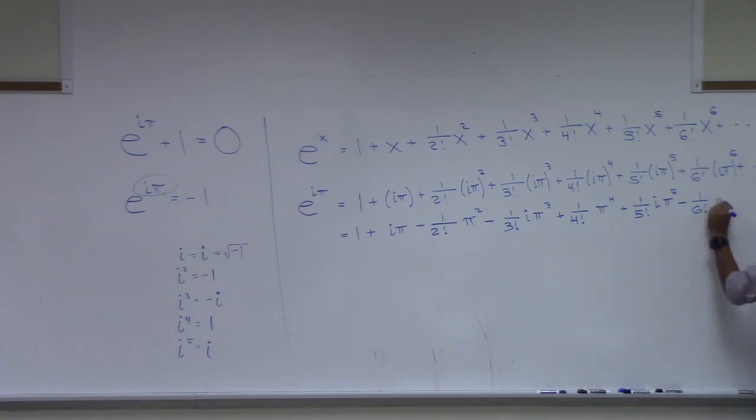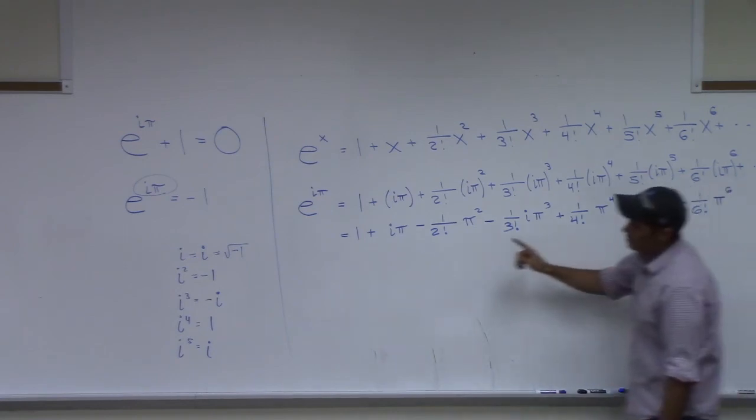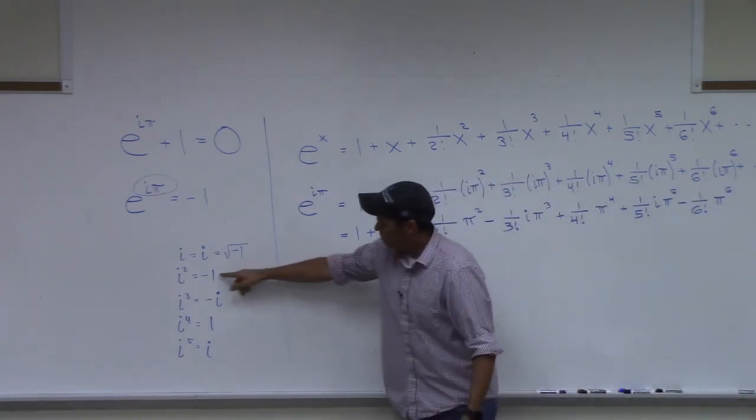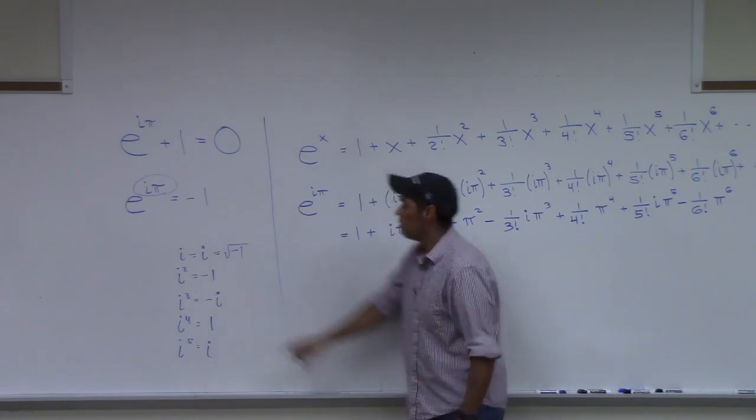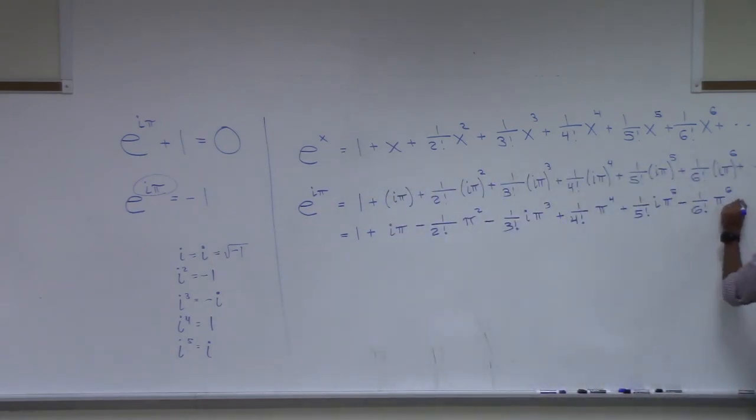And just pi to the 6th. Okay? Let's see that. Do I need to go any more? Sure? Let me go one more, because the next one is i to the 7th. Where are we going to be at i to the 7th? We're going to be at negative i, right? Okay, so we're going to have minus 1 over 7 factorial i, and then pi to the 7th, plus.